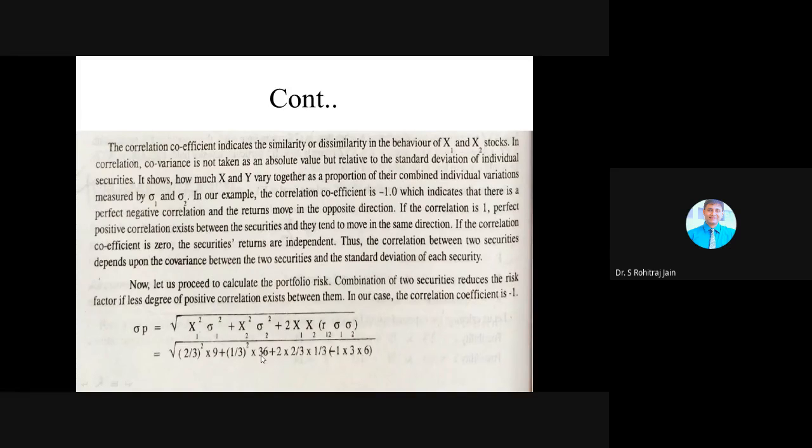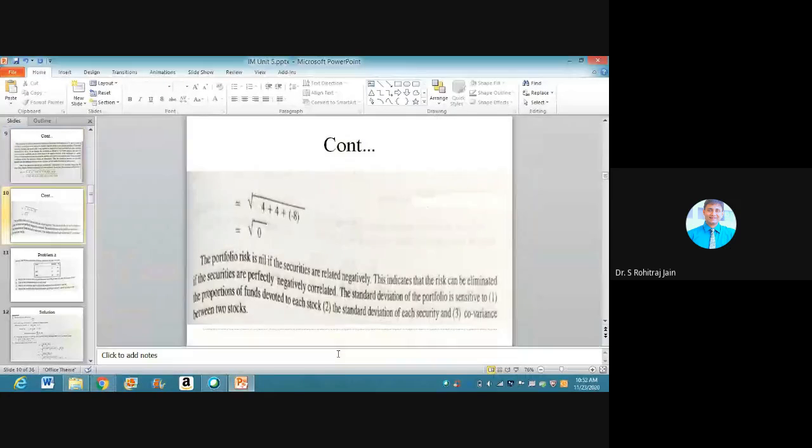The second part. Next, here, it should be minus 18. 6 threes are 18. Minus sign is there, students. I think you have forgotten this. Minus sign is there. Correlation coefficient is minus. Okay. So 4 plus 4 plus of minus 8, that is 4 plus 4 minus 8. It will be 0.